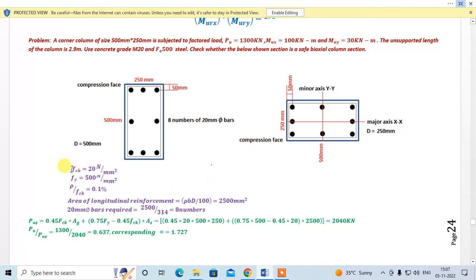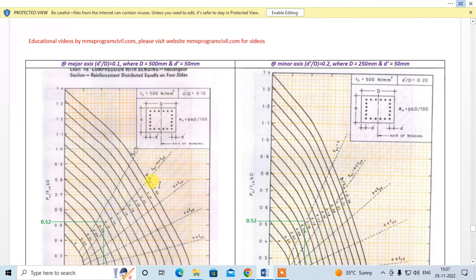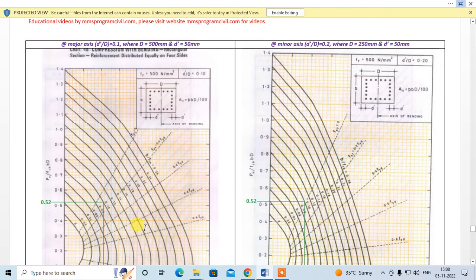We are going to use the same example as we saw above. fck is 20, fy is 500, and p by fck is 1.1. Area of steel is 2500, and 20 mm diameter bars we are going to use, so the number of bars required is 8. This is the graph which we will be using about the major axis, and this is the graph which we will be using about the minor axis.